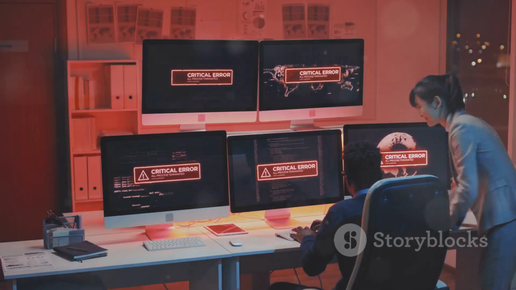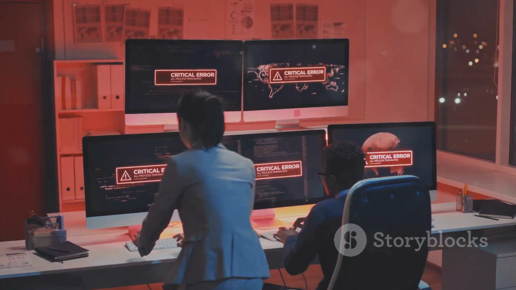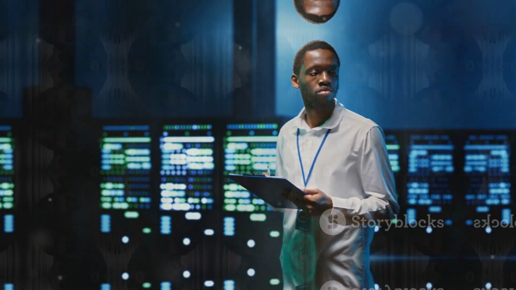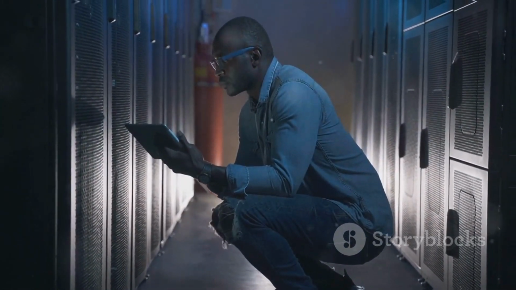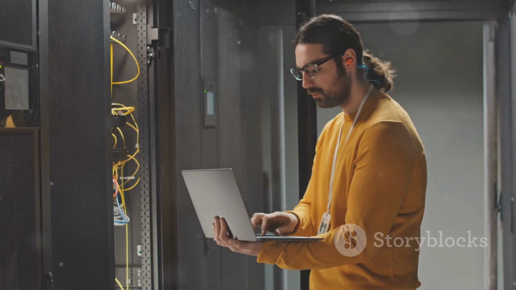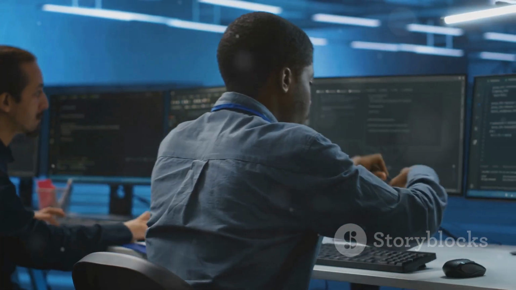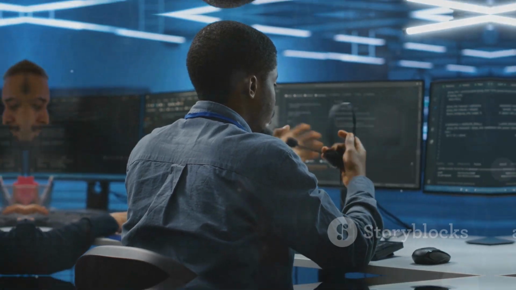Question 13. How would you approach diagnosing a slow computer? Check for malware, review running processes and resource usage, ensure sufficient RAM and disk space, and consider hardware upgrades if necessary.